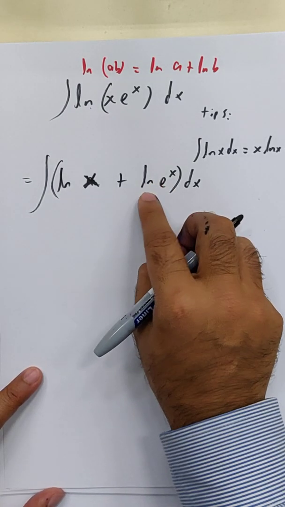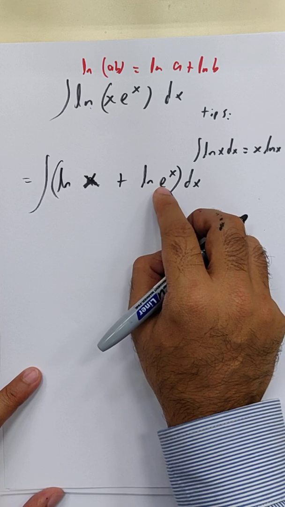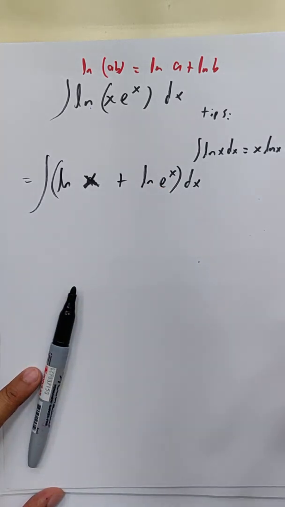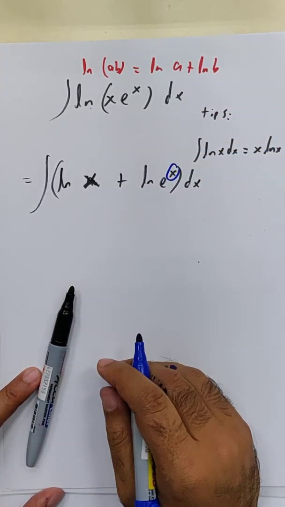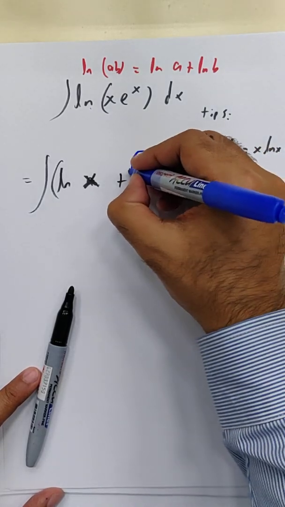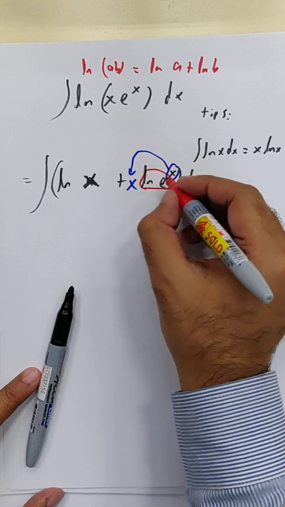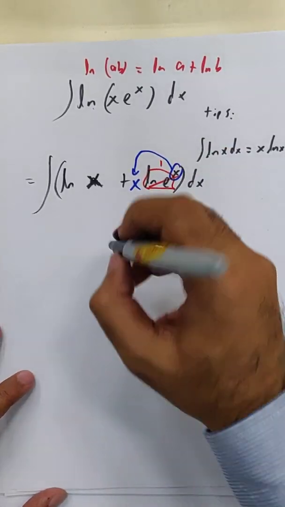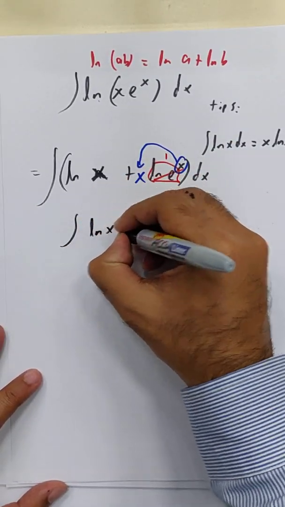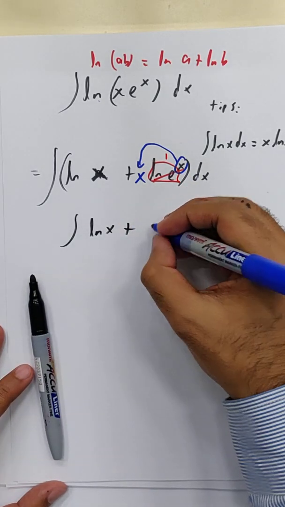Okay, how do we integrate ln e^x? Let's do this one. This is a power, right? What can I do with the power? You bring it in front, x. ln e equals to what? ln e equals to 1. So simply, ln x plus x.